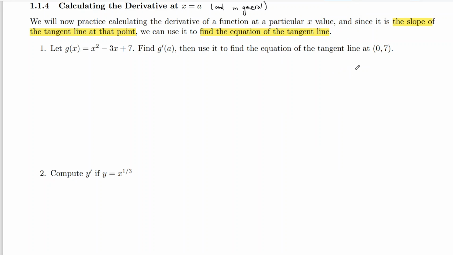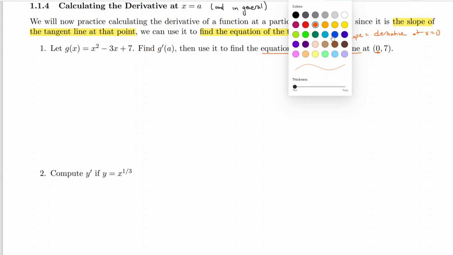Now, why is this so important? Well, if we want the equation of a line, we always need the slope, and the slope of the equation of a tangent line is the derivative. And we want the derivative at the x value indicated here, at x equals 0. So what we're going to do is figure out a formula for the derivative with a, and then we'll just plug in a equals 0, and that'll give us the slope.